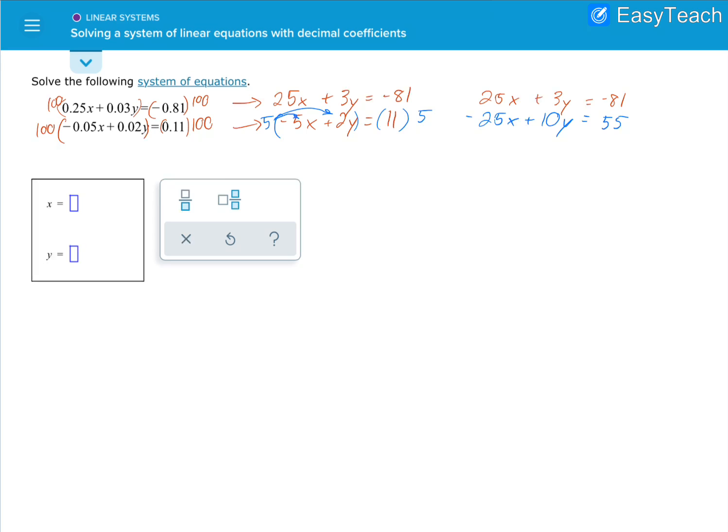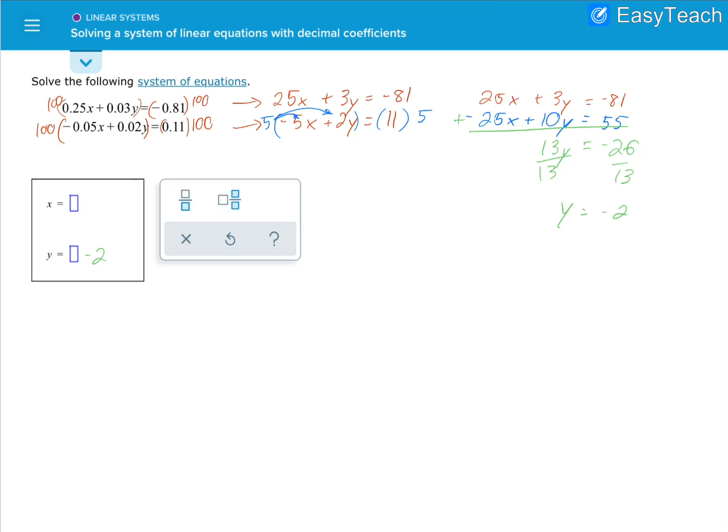All right, so now that I have that, I can go ahead and actually just combine now. So 25x and negative 25x drop out. So I move to my y's, and I have 13y, 3y plus 10y. And then over here, I have a negative 81 plus 55, which I believe lands me at negative 26, which is looking promising because when I divide these by 13, I should end up with negative 2. So that's my y answer over here.